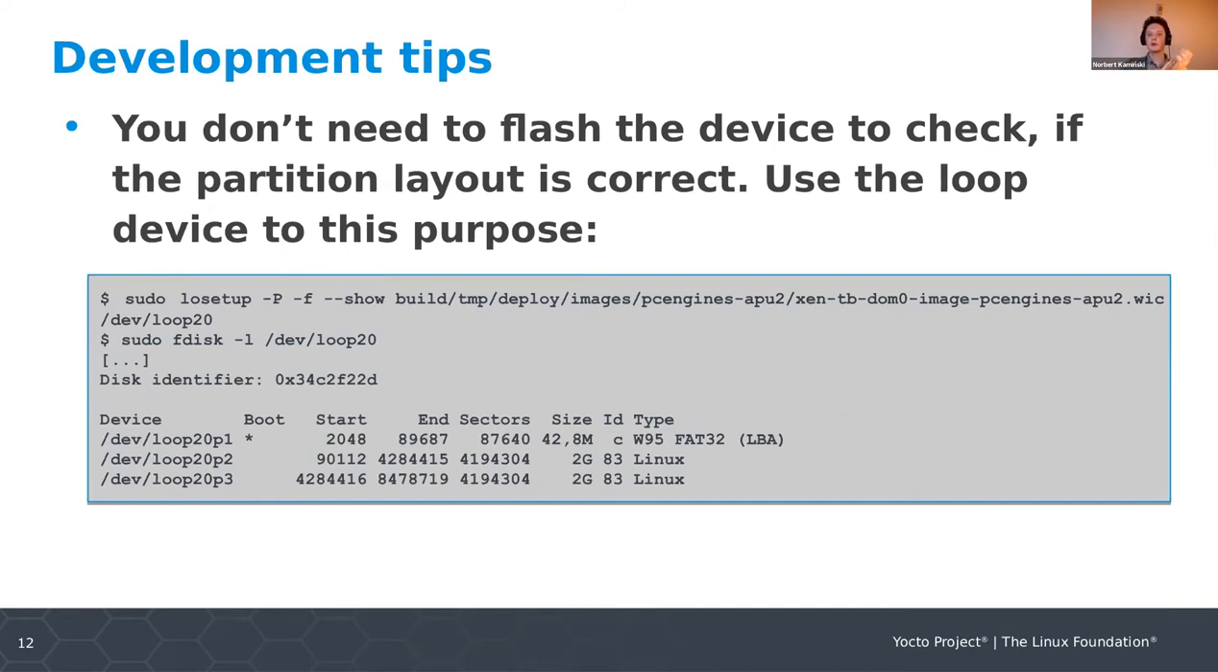The first development tip is about debugging the partition layout. You don't need to flush the device to check if the partition layout is correct. You can use the losetup command for this purpose. When you mount and create a loop device, it prints the device that has been created. So if you list the partition layout from this loop device, you will see if everything is correct, and you may mount the particular partition and see if the files you have populated the partition with are the ones you want.